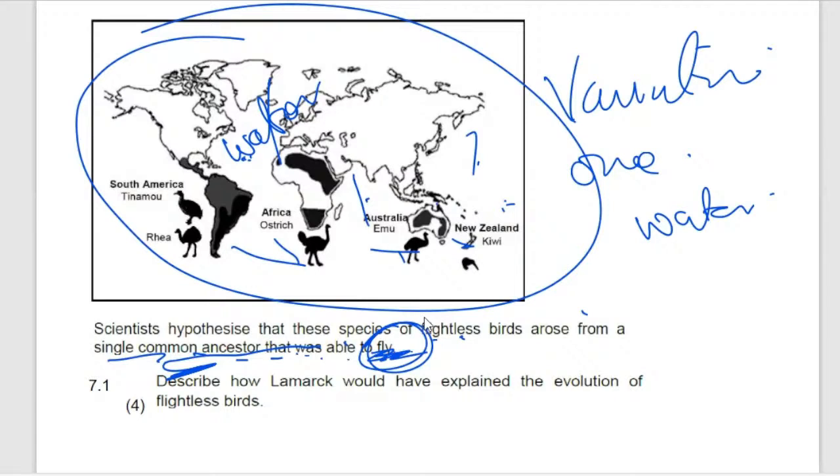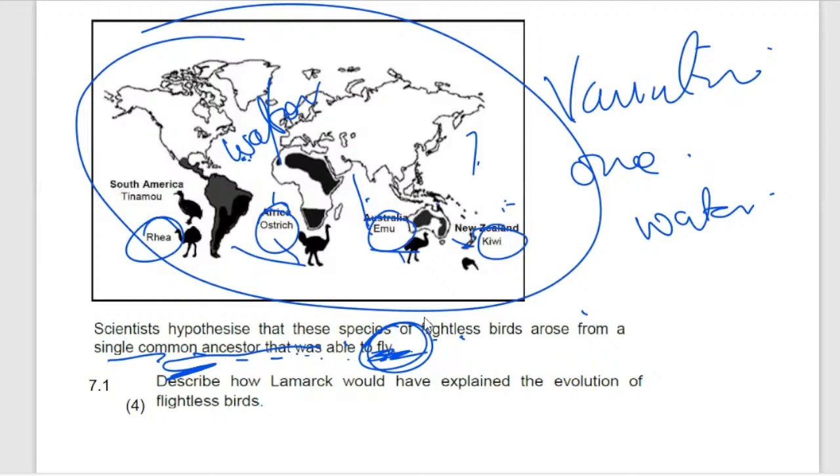If you remove this barrier of water and you make them mix, they are not able to interbreed to produce fertile offspring. Therefore, the ram, the ostrich, the im, and the quickie, they became new species. Do you see now how you explain? When they ask you to explain how did the species form, think about speciation.